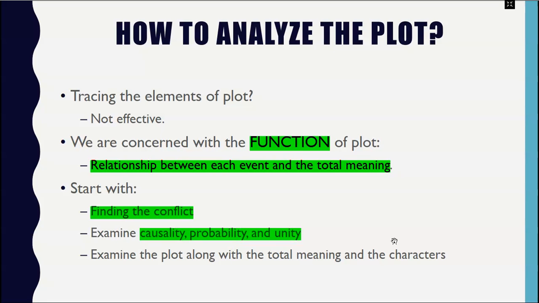You should also think about probability. Are the events probable or are they highly, even impossible? What about unity? Does the writer have artistic unity? Is every element in the story serving its function correctly? Are there some things which are extras and shouldn't have been included in the story or not? And then finally, when you do all of this analysis, then of course you have to try to use your analysis to also talk about the total meaning of the work and of course the characters.